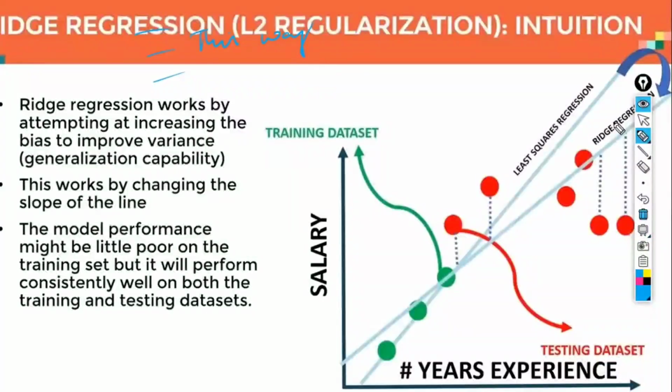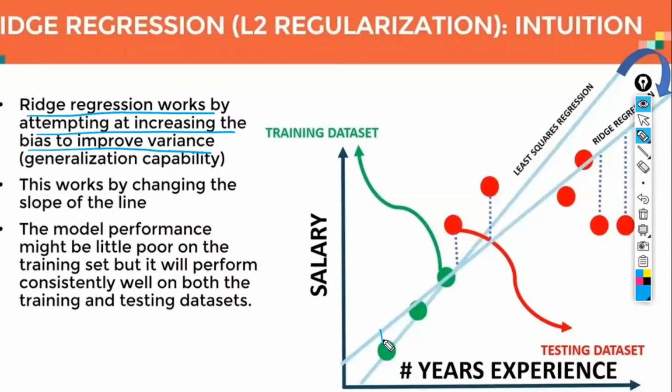Getting the point? So similarly here, I want the test accuracy and train accuracy. I have to focus on both of them. I don't want to focus only on the train accuracy. I'm focusing on both of them. So ridge regression works by attempting to increase the bias. Increasing bias means high bias, low variance.